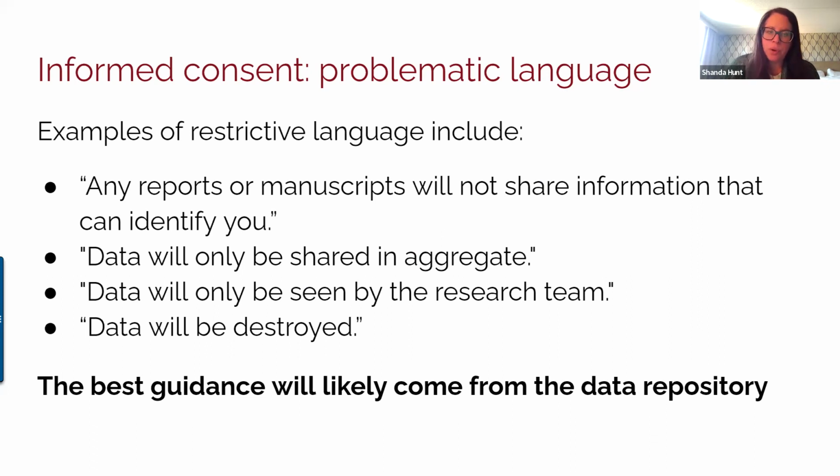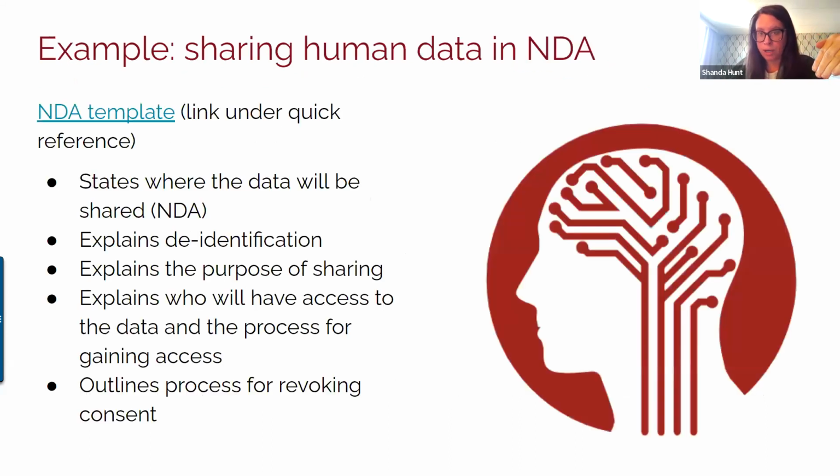We often see data will only be shared in aggregate, which is usually not the case when data sharing. Data will only be seen by the research team. We can't guarantee that when we are sharing. And that data will be destroyed. That's another common one. And of course, when we're sharing data, it kind of puts it out there forever. The data does not get destroyed. The best guidance for informed consent language will come from the data repository that you use. If they don't have any, fall back on some of the recommendations that we're making here today.